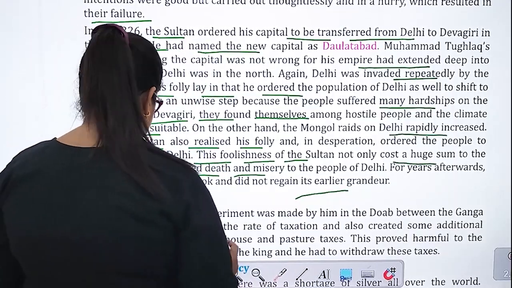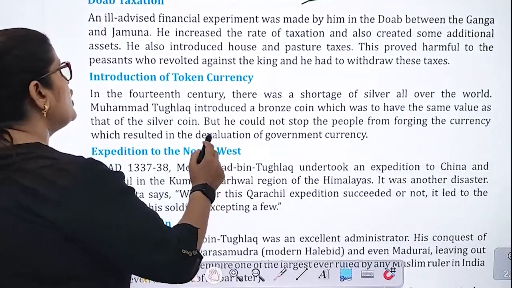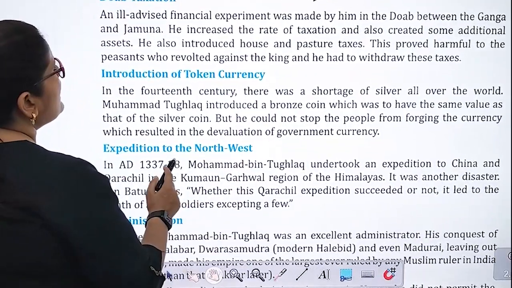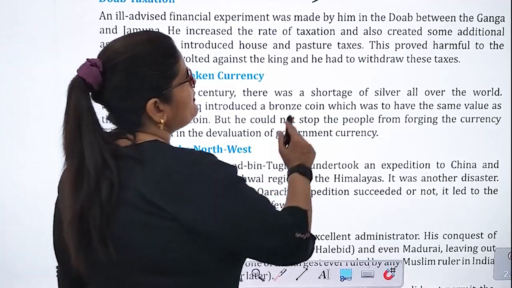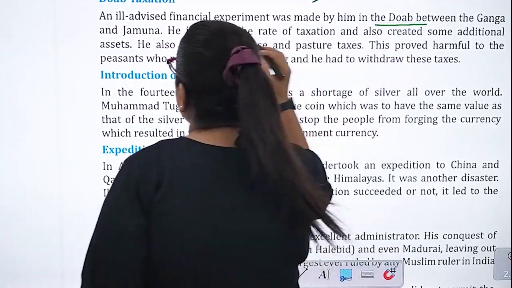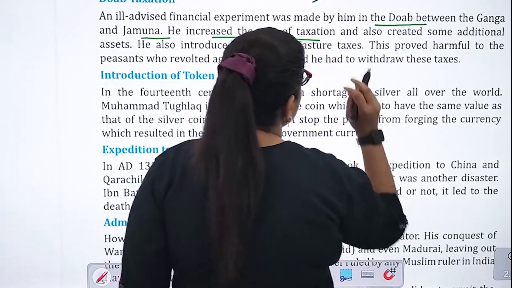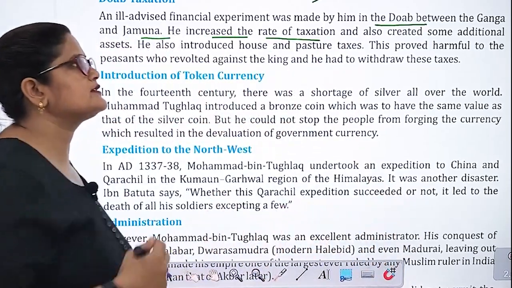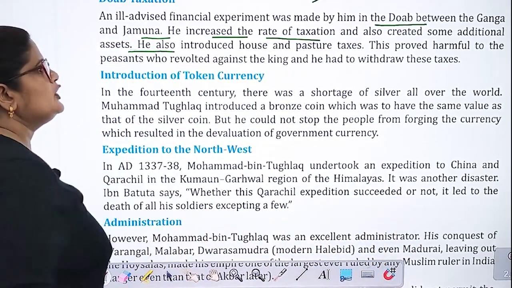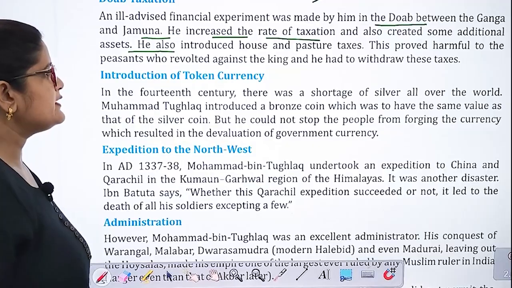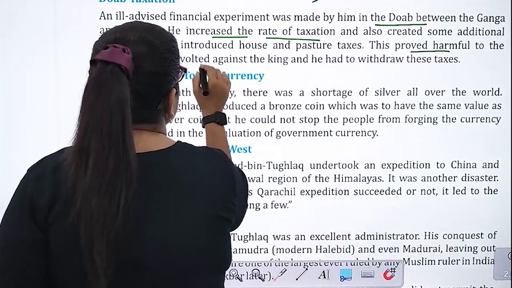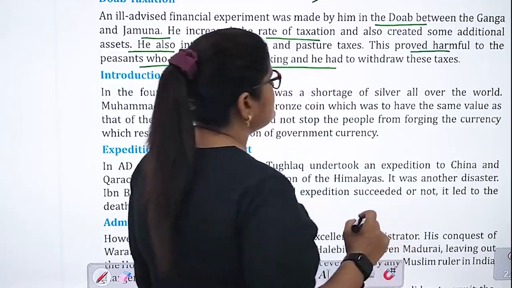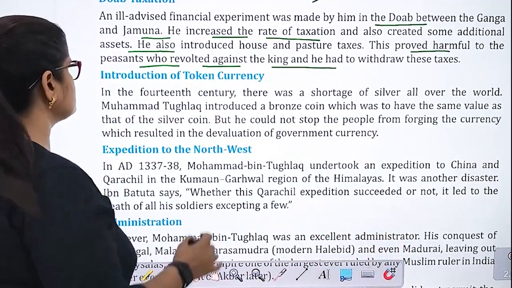Doab taxation. An ill-advised financial experiment was made by him in the Doab between the Ganga and Jamuna. So he increased the rate of taxation and also created some additional cesses. He also introduced a house and pasture tax. This proved harmful to the peasants who revolted against the king, and he had to withdraw these taxes.